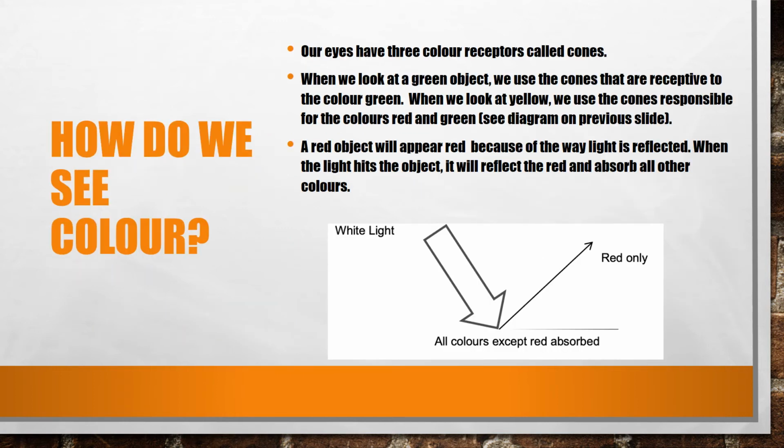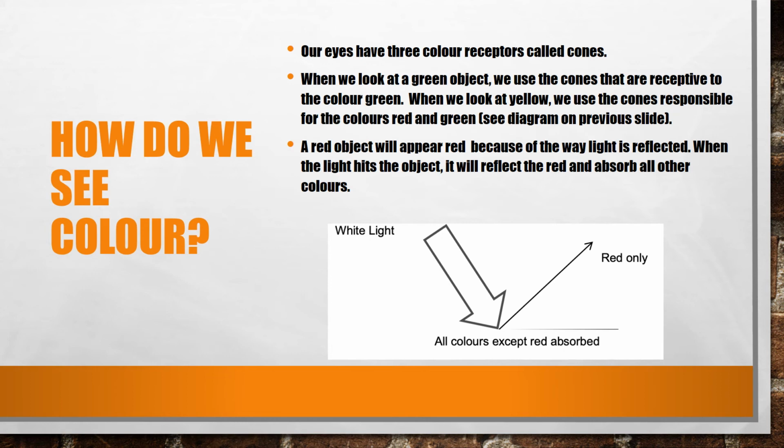In our eyes, we have 3 color receptors called cones. Each cone can take in one of the 3 main colors: red, green, and blue. If we see a green object, it is because of the cones responsible for being receptive to the color green. When we look at yellow, we use the cones for the colors red and green.